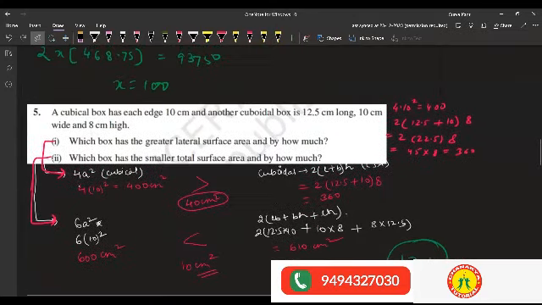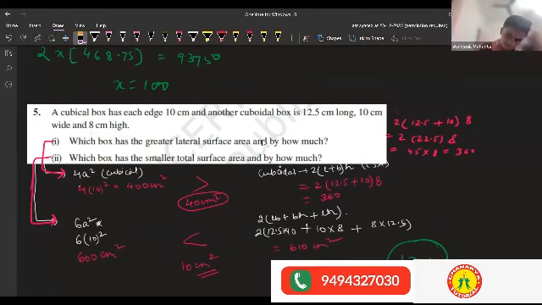See here. If you see the lateral surface area of the cubical box, it's coming 400, because this formula is 4a square, right? If cuboidal, check, this is 360. So how much is greater? It's greater by 40, right? Yes, sir.